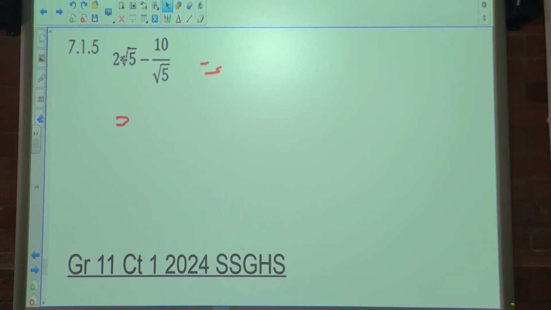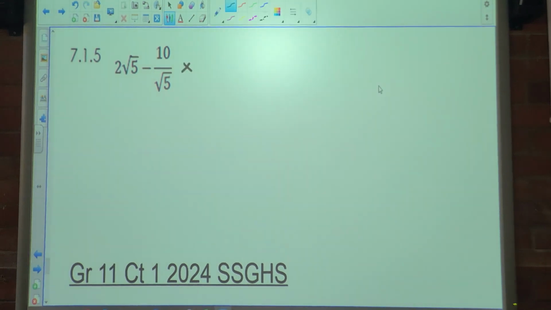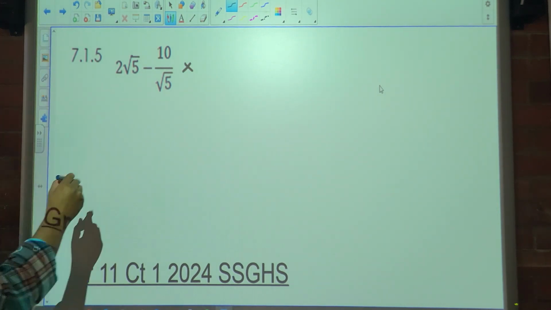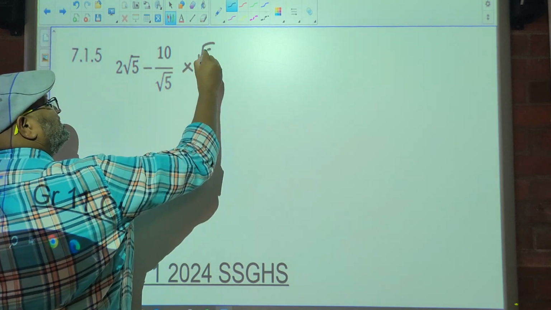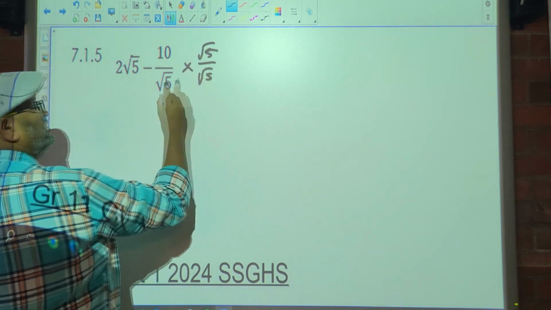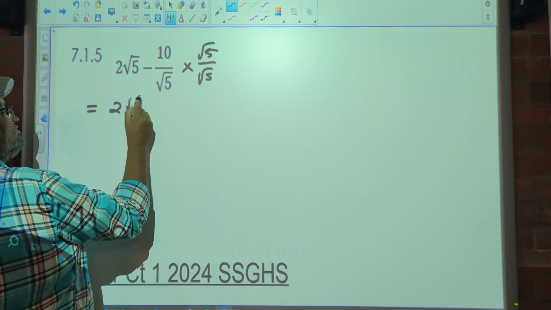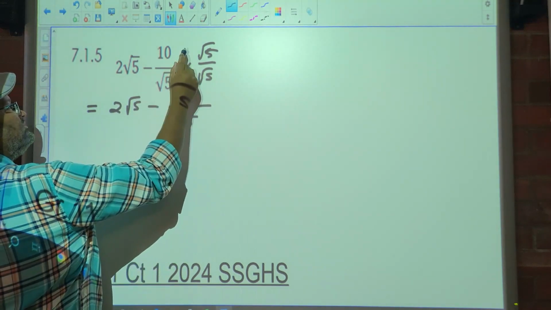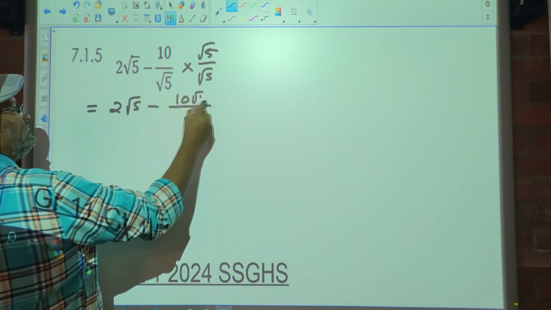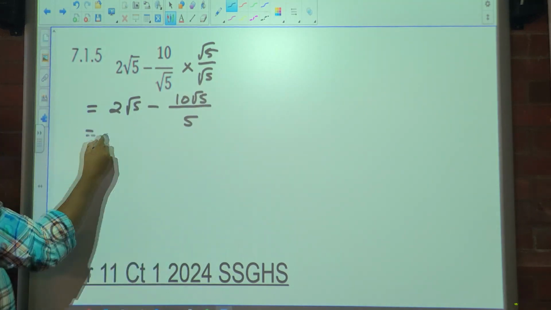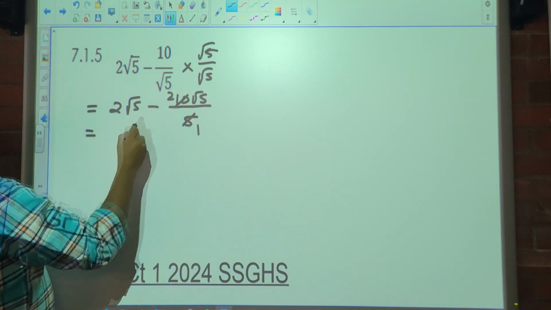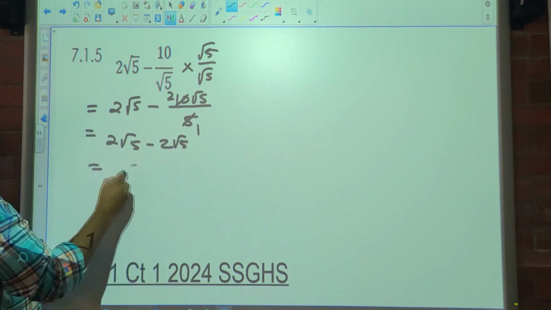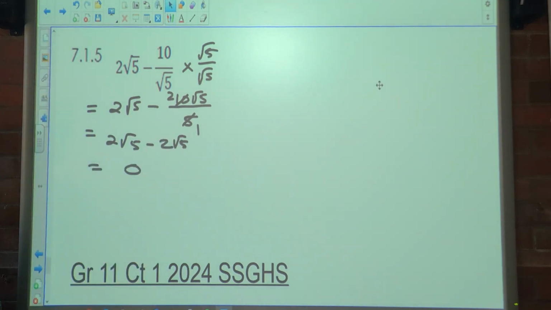Okay, this is a reset program. Sorry about that. We're going to rationalize the denominator by multiplying by root 5 over root 5. Remember, we want the denominator to be rational. So it's 2 root 5 minus root 5 times root 5 is 5. 10 multiplied by root 5 is 10 root 5. So 5 into 5 once, 5 into 10 twice. So it's 2 root 5 minus 2 root 5, which is 0 root 5, which is 0.